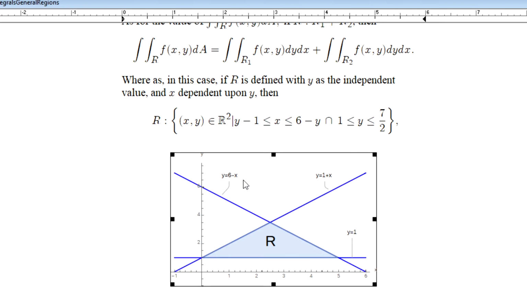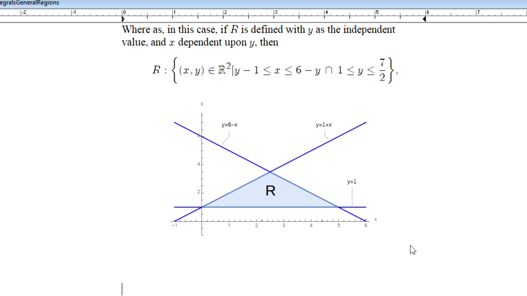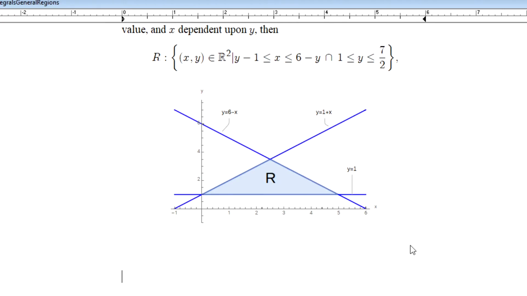I can add x and subtract y from both sides, and I would find that x would be equal to 6 minus y. So 6 minus y would then become my rightmost bound here for the value of x. It would be the upper bound on this description of x. In this particular case, if we define R as follows, you can certainly see the definition for R does not involve breaking R into two separate regions, but involves just defining R as this one single region.